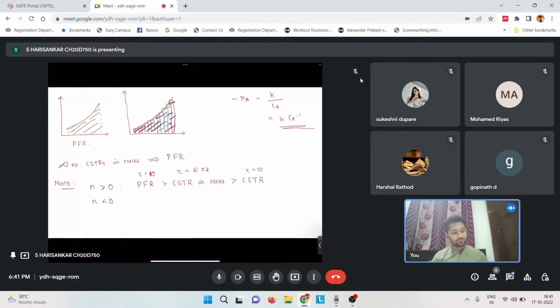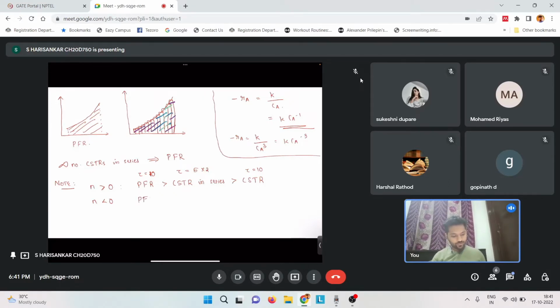If it is something like minus Ra is equal to K by Ca cube, it will be K Ca raised to minus 3. So you must have seen a reaction rate of this form as well, where the concentration terms are in the denominator. Such reactions are called negative order reactions. Just letting you know here: if your reaction is a negative order reaction, then this order will also be reversed.